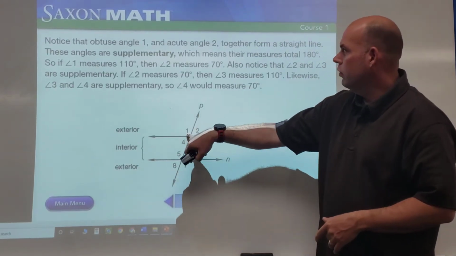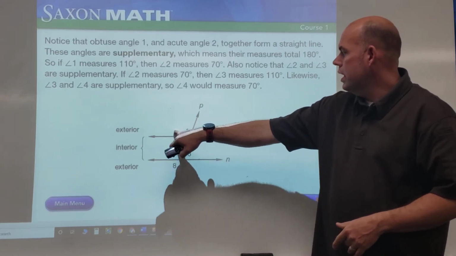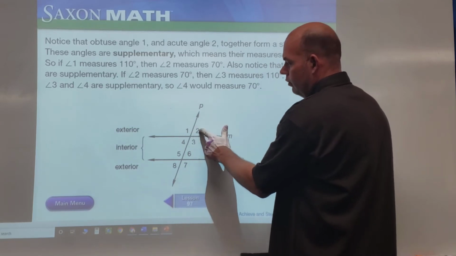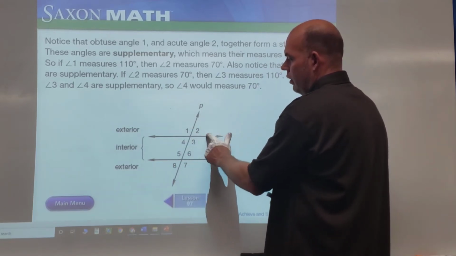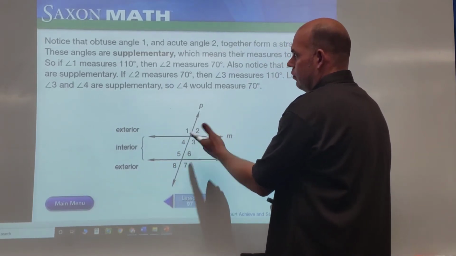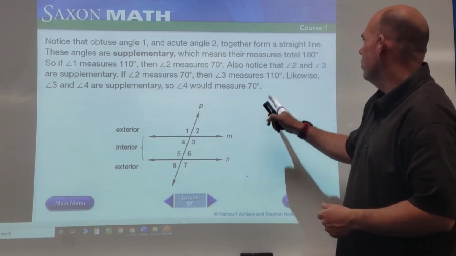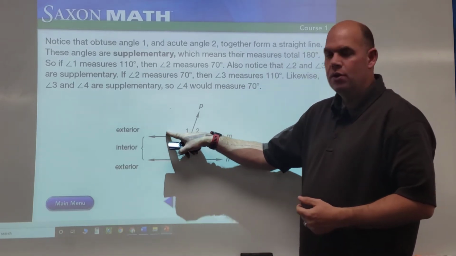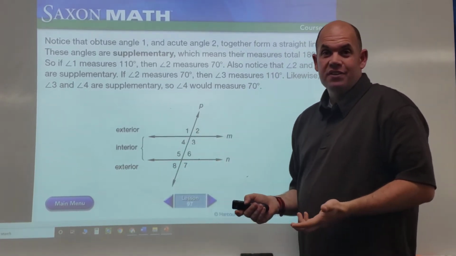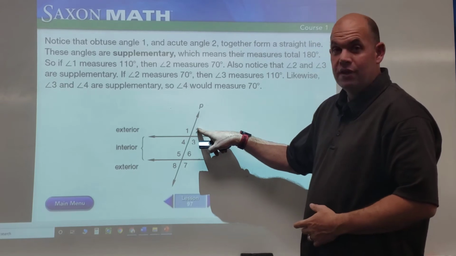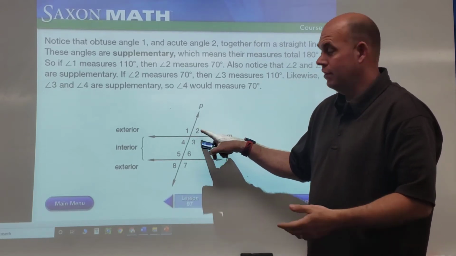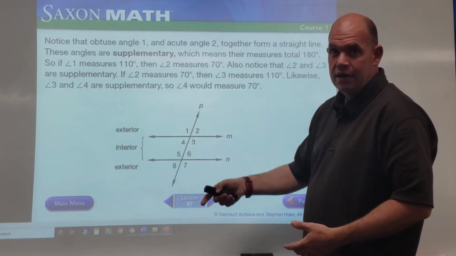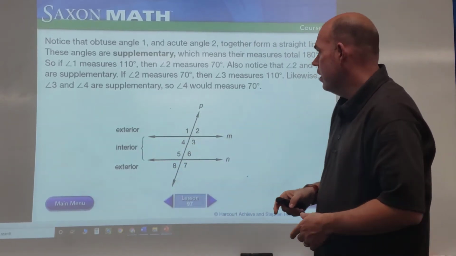So here, if we look at angle 1, the obtuse one, and acute angle 2, together they form a straight line. If we put those two together, all we've got is this whole area, which is 180 degrees. So that's supplementary. So if we know that 1 is 110, and we know the total is 180, we can subtract 110 from 180 and know that number 2 is 70, because that's 180, the whole line, minus the one angle, which is 110, equals 70. That totally makes sense. All right?